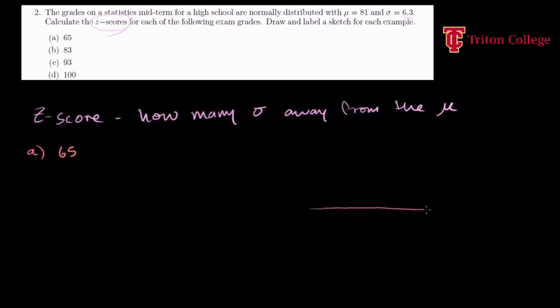So let's look at our scores. We got a 65, an 83, a 93, and a 100. So we already know, because I told you, that our mean is 81 with a standard deviation of 6.3. So what we'll do here is I'll just put a bit of a curve on here. Now this isn't scientific. I'm using my mouse here. So we can say here that based on the empirical rule, 50% of our values are greater than 81 and 50% are less than.